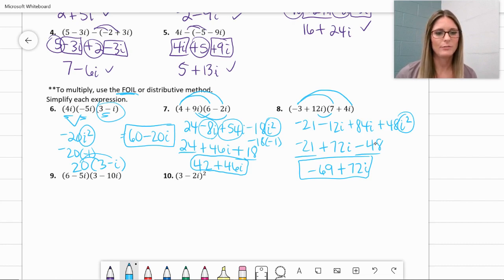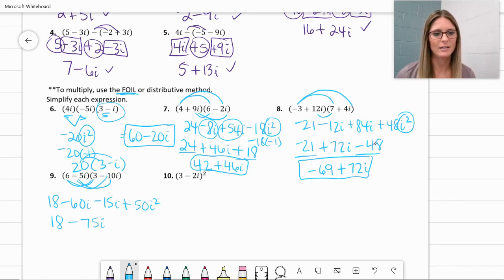Two more examples. First, 6 times 3 is 18. Outer gives me negative 60i. Inner gives me negative 15i. And last is going to give me positive 50i squared. 18. Combine my like terms in the center. I'll have negative 75i. My i squared, that's a negative 1, so I'm going to write minus 50. 18 minus 50. Negative 32 minus 75i. Final answer.